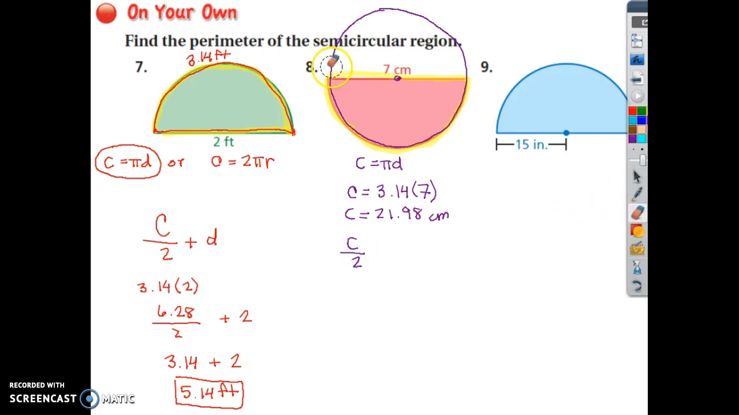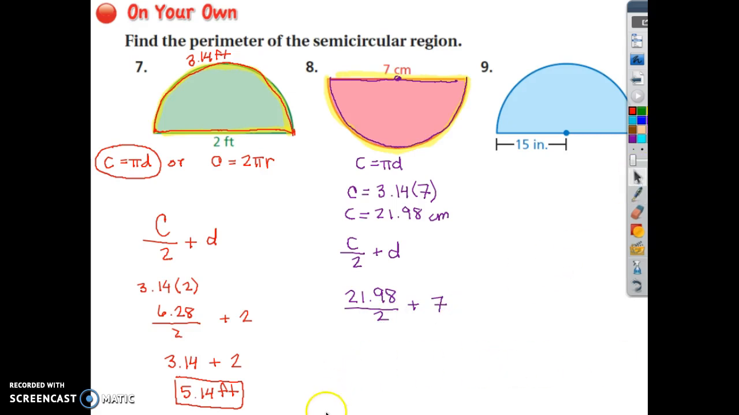And when I do that, after I divide the circumference in half, I'll only be left with 1/2 of the circle. So that purple line there. But that hasn't outlined my whole shape. I still have this yellow highlighted region that I need to go ahead and add in. So I'm going to add in then the diameter, which is that 7 centimeters. So half of a circle plus the flat part, which is the diameter. I take my circumference, 21.98. I divide it by 2, and then I add in the flat part, which is 7.